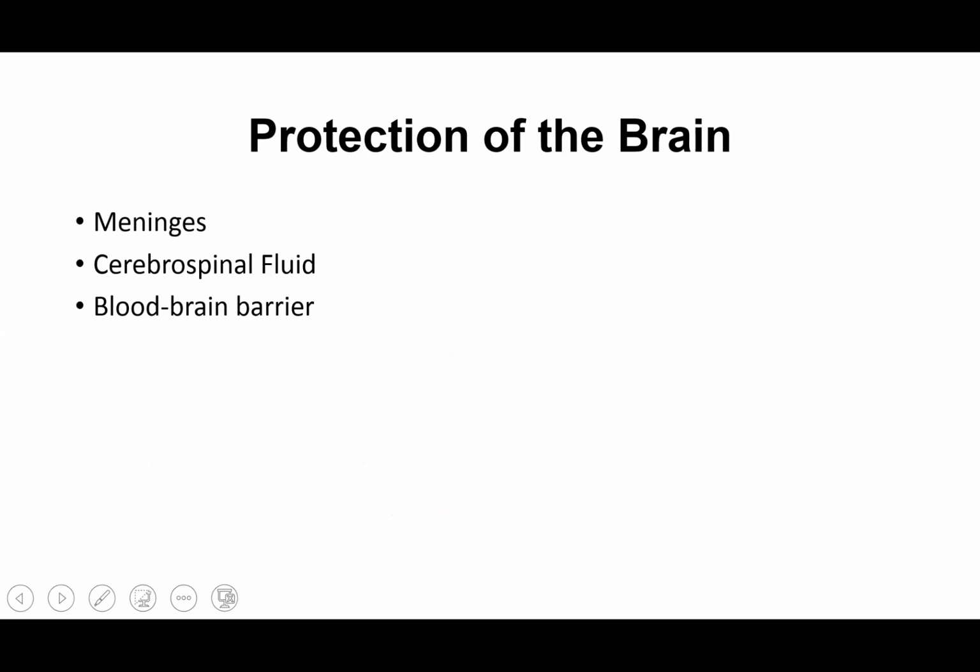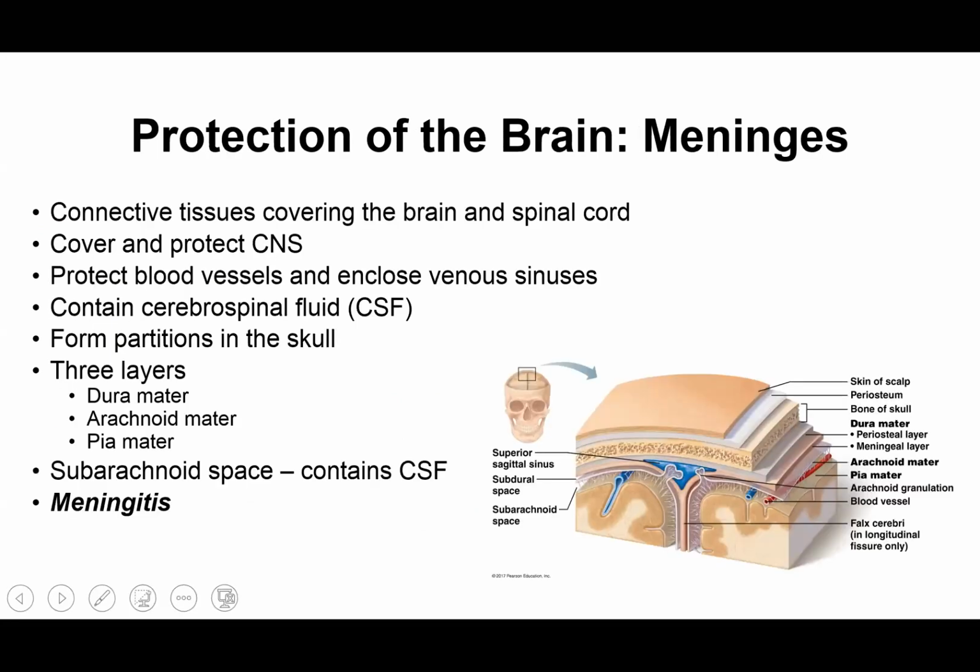So we've talked about all of the different structures here on the brain, but I think it's also important to understand that it's protected in a few different ways. First is by the meninges, and these are the connective tissue coverings of the brain and the spinal cord. Their whole goal is to cover and protect the central nervous system, and also contain the cerebrospinal fluid.